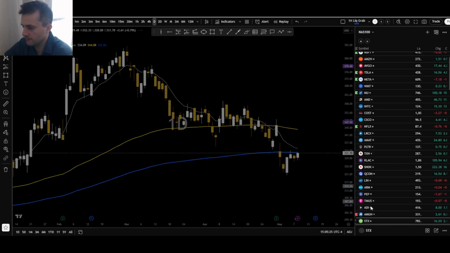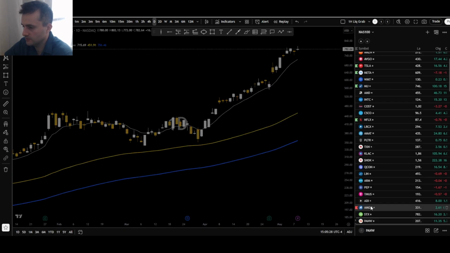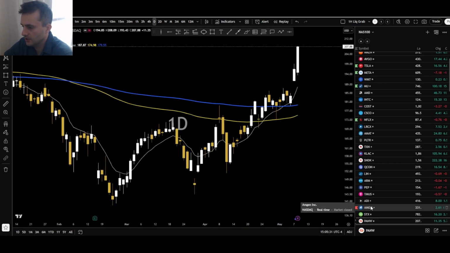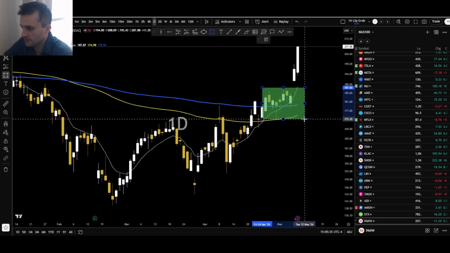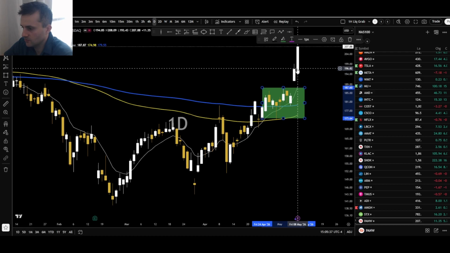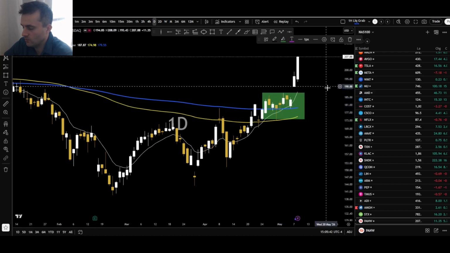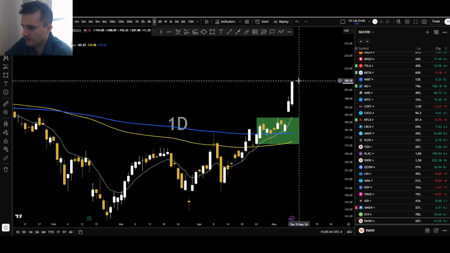From now on, I'm just going to go very quickly and I'm only going to try to see if there is any good setup. This to me is a very nice consolidation. We have a strong candle that broke out of this consolidation. It is above the 3 different EMAs and we have another very strong candle that closed above it.